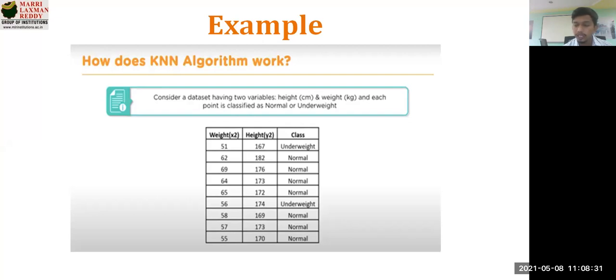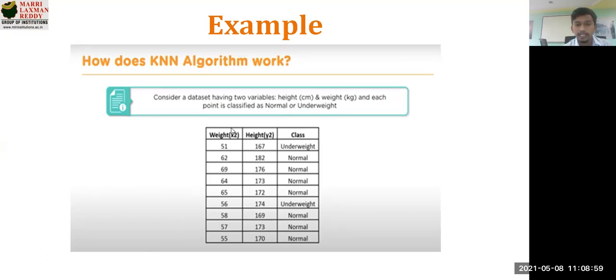Here you can see a small data set. Consider a small data set having two variables, height in centimeters and weight in kg, and each point is classified as normal or underweight. The last column indicates the decision: whenever you are given a point of weight and height, it says whether it belongs to the underweight class or the normal class.